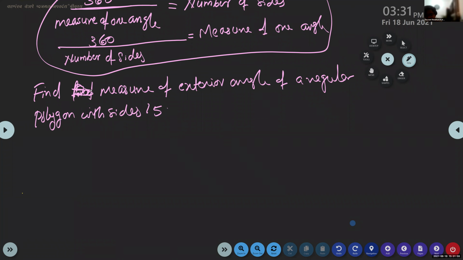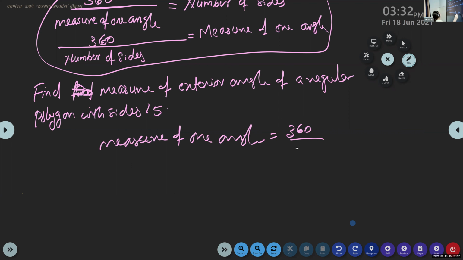Ma'am, measure of one angle, 24. Yes, answer 24. Measure of one angle is equal to 360 divided by 15, and it is equal to 24. The measure is 24 degrees.